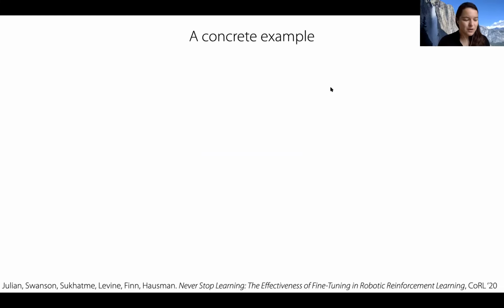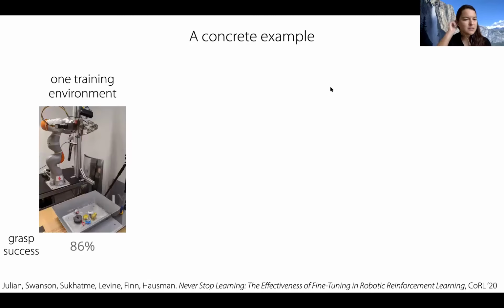So what is actually meant by a dynamic environment? I want to start by giving a concrete example to start thinking about these challenges. In particular, let's look at an example from robotic manipulation, where we develop a grasping system that can learn how to grasp with reinforcement learning to a success rate of 86%.